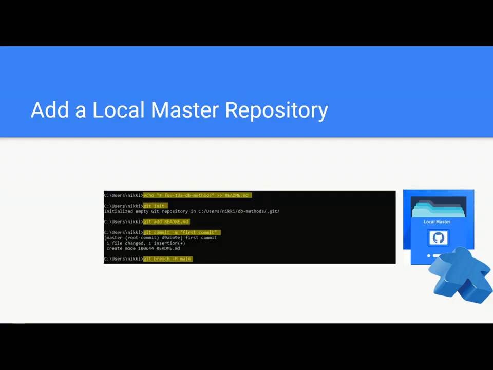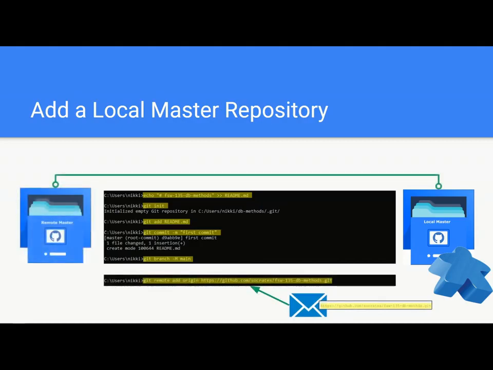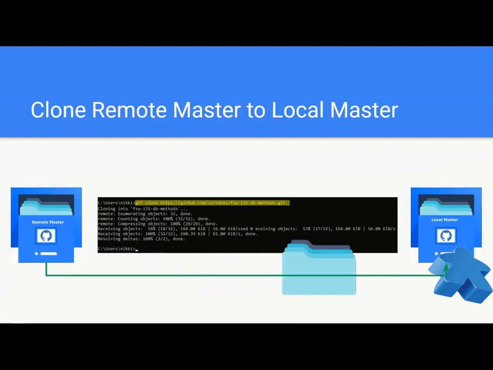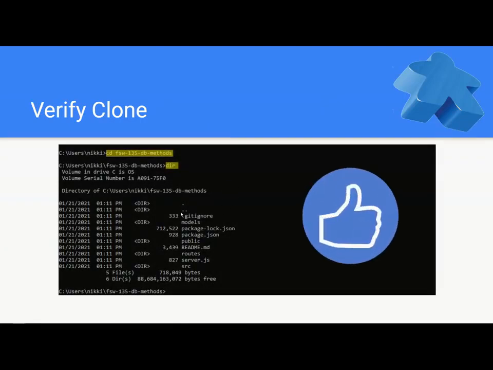Then, taking the URL she got from Socrates, she'll run the git remote add origin plus the URL command. This will establish the upstream link to the remote master. Then she should use the same URL with the git clone command. This will bring a copy of the files on the remote repository down to her local repository. To make sure everything arrived correctly, she can change to the new directory and get a directory listing. Sure enough, this looks good too.